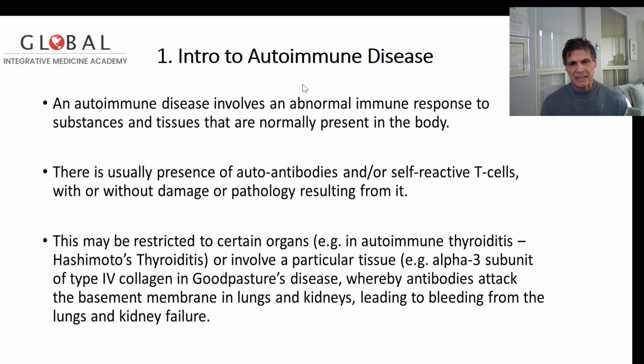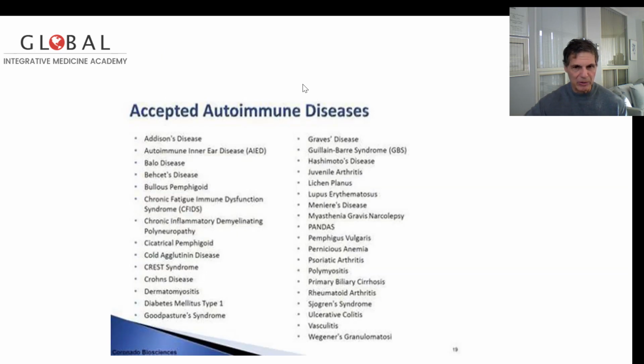So in an autoimmune disease, the disease may be restricted to a certain organ, so the antibodies might just be attacking the thyroid gland, let's say, or maybe a particular type of tissue like the alpha-3 subunit of type 4 collagen, which is widespread, that you would see in Goodpasture's disease, where the antibodies are attacking the basement membrane, wherever that collagen is in the lungs and in the kidneys and so on, leading to bleeding from the lungs and resulting in kidney failure as well. So it has a lot of different faces when you're talking about autoimmune diseases.